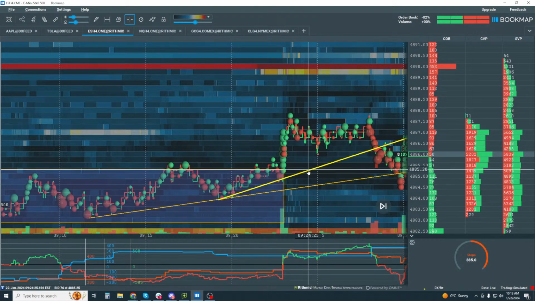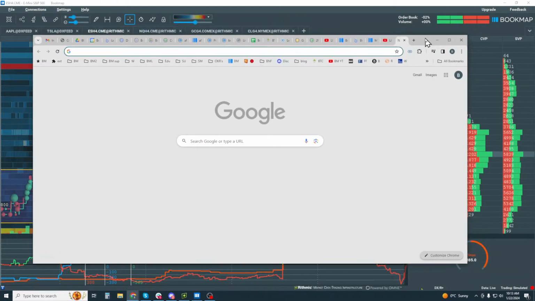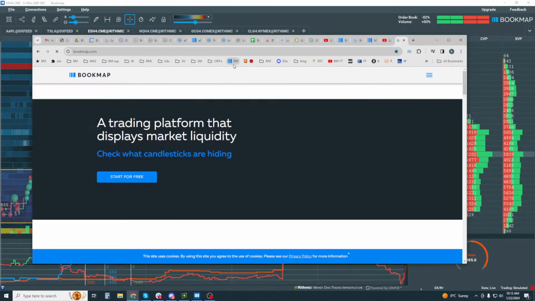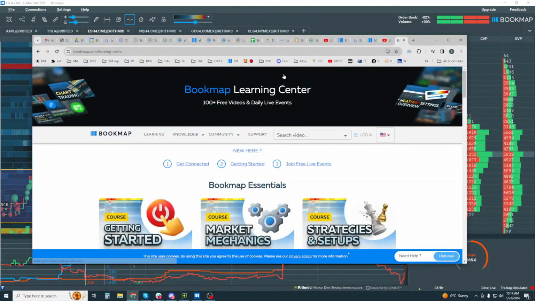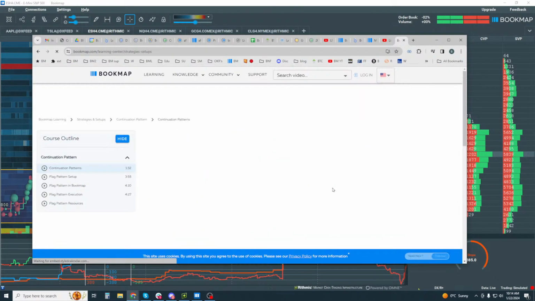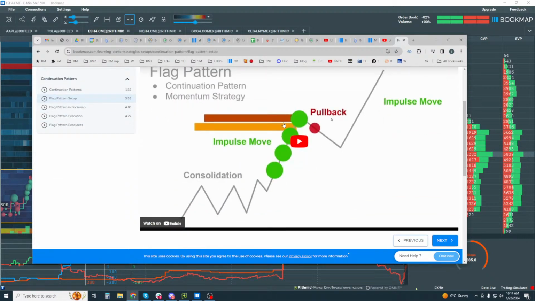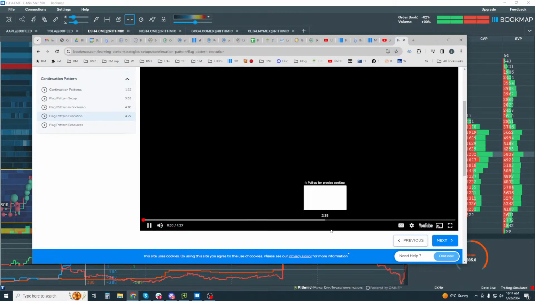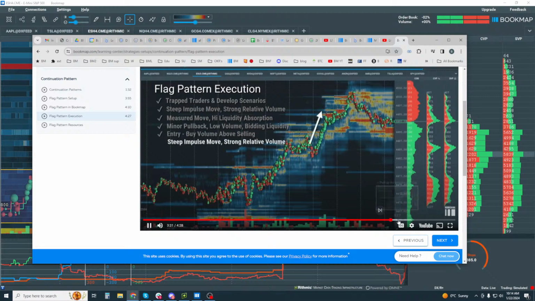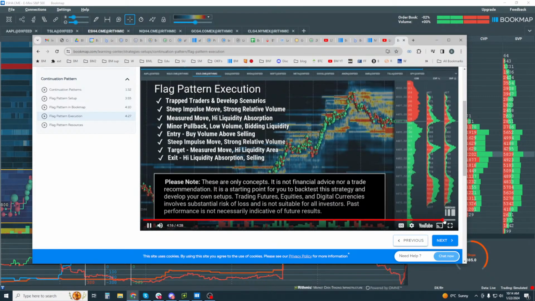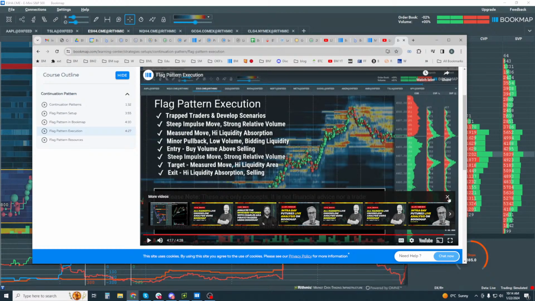Now, in our checklist for a flag pattern, this is from the book. If we go to bookmap.com, go to the education section, and go to strategies and setups, this is the flag pattern we're looking for: consolidation, strong impulse move, pullback, followed by another strong impulse move, and a bunch of different things that we're looking for in the setup in here. We can even show you the checklist here. So we see absorption in futures and equities. So here's our checklist here.